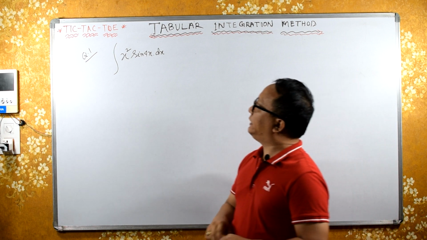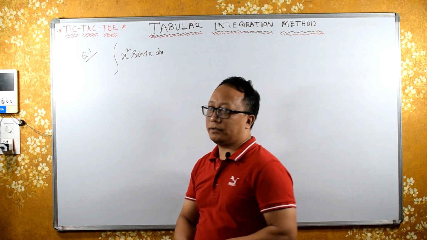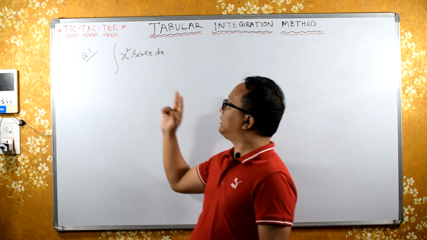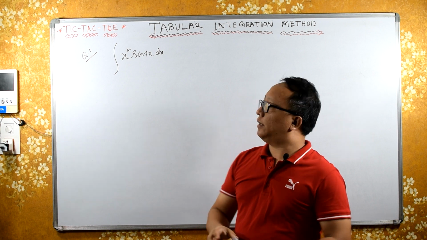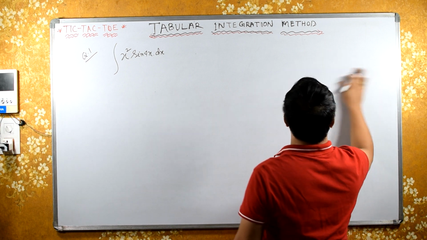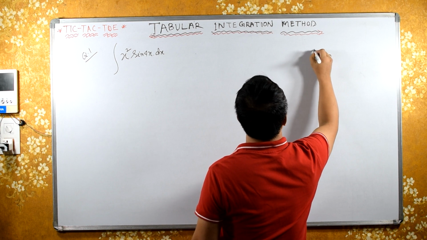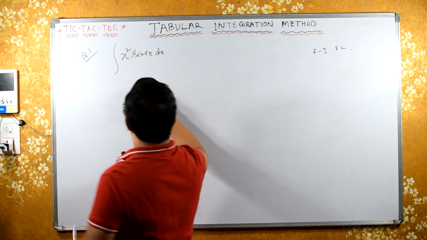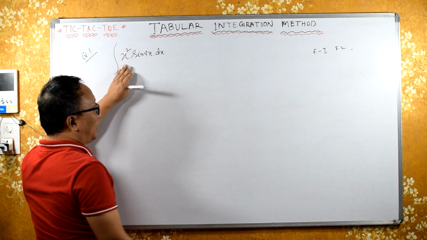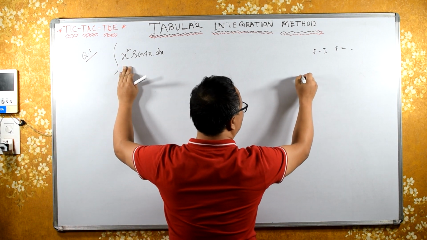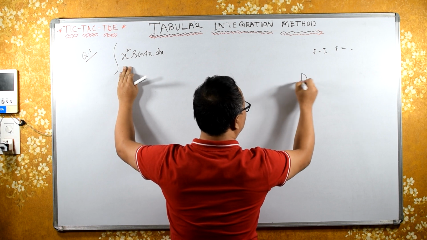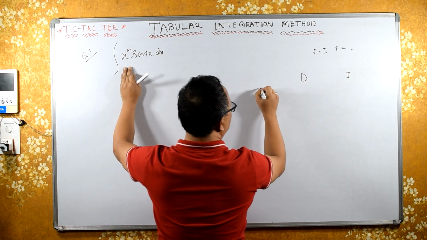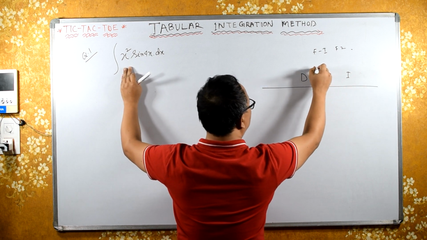Sometimes this is called tic-tac-toe. Okay, now in this tabular integration method, as in integration by parts, we have to choose two functions, function 1 and function 2. Let's write D first. D stands for derivative, I stands for integration, and let's make a table like this.